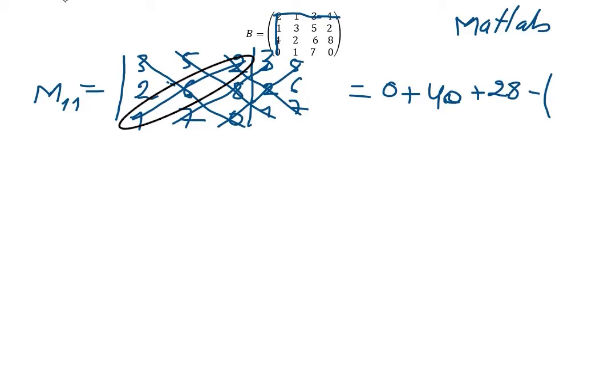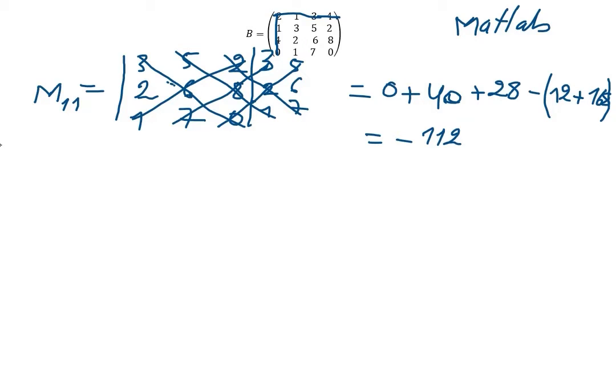So 2 times 6 is 12, plus 3 times 8 times 7. So 3 times 8 times 7 is 168, and 5 times 2 times 0 is 0. So this is equal to minus 112.